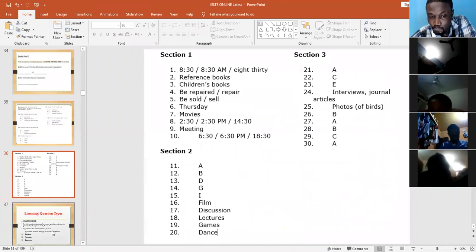So, 6 is Thursday, 7 is movies, because that activity was another activity which was happening before. It was replaced with movie. And then the time is 2:30. And what happens on Friday is meeting, and the official time is 6:30. Yes, the guide was told that he could get it ready by 6:15. He was saying it could be around 6 o'clock, but the official time for the program was 6:30.